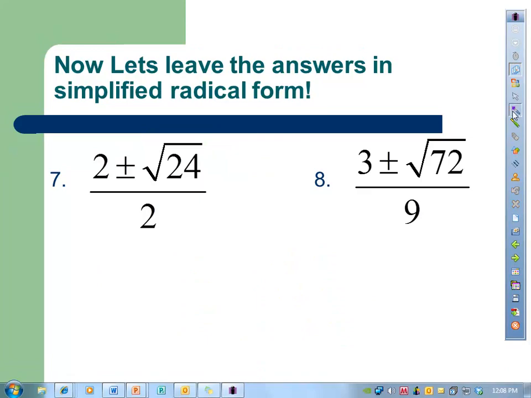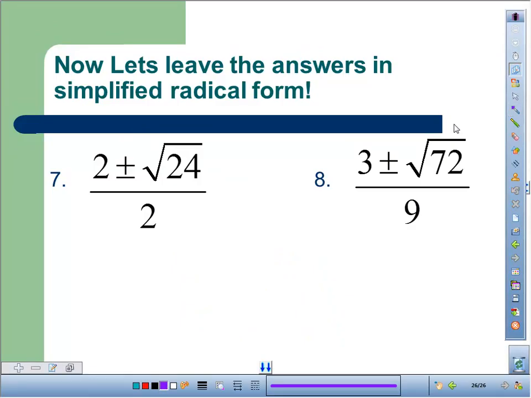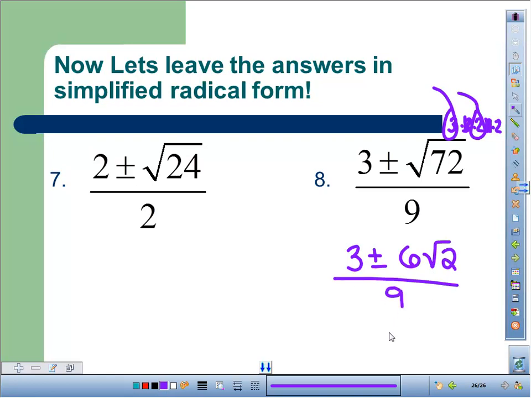Square root of 72. I know that's 9 and 8. I know 9 is 3 and 3. And I know 8 is 2, 2, and 2. So a 3 comes out and a 3 dies. A 2 comes out and a 2 dies. So this is 3 plus or minus 6 comes out and there's a 2 left on the inside over 9.